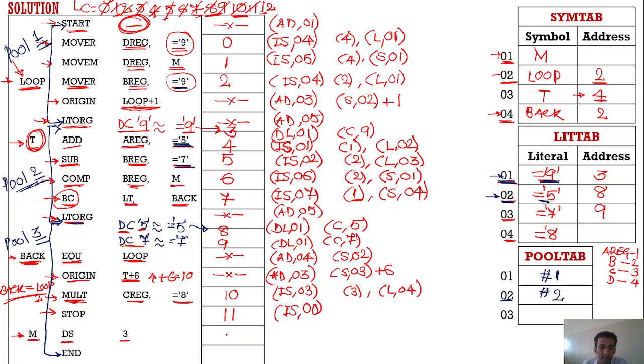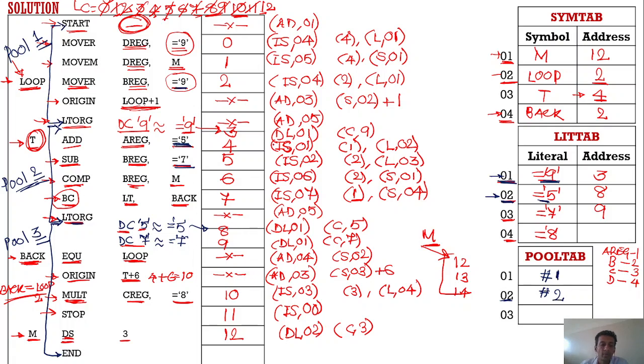Current LC is 12. Hence 12, 13 and 14. So these 3 memory locations will be assigned for M, and M will be pointing to the very first memory location of it. Okay, so I should update address of this M in the symbol table, that is 12, and in the intermediate form I should write it as DL comma 02, that is my declaration statement DS, and against 3 I should write C comma 3.